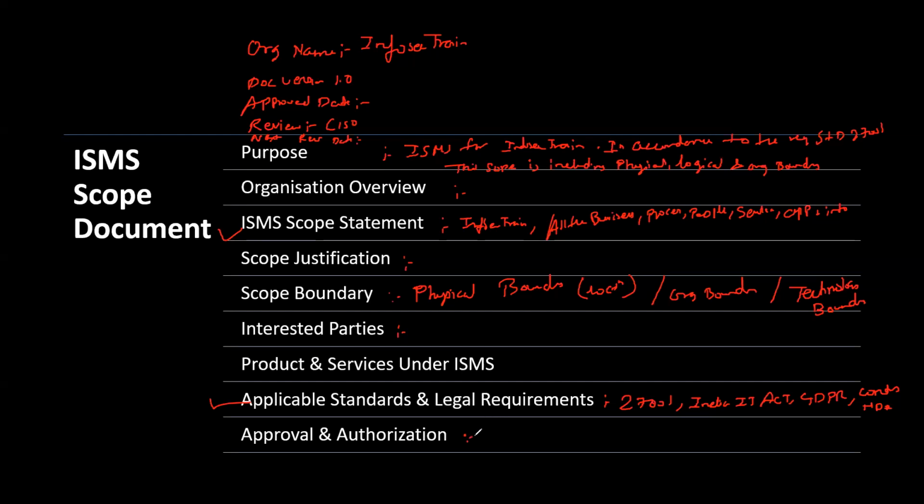Then the approval and authorization. Once you prepare all this information, once you prepare this ISMS scope document, this document will be sent to whom? To the management. Management is going to approve it, because if the approval has not been given, we are not going to start with an audit.